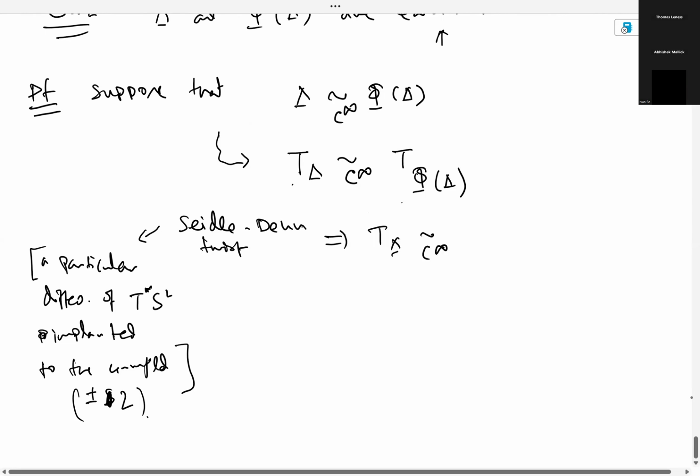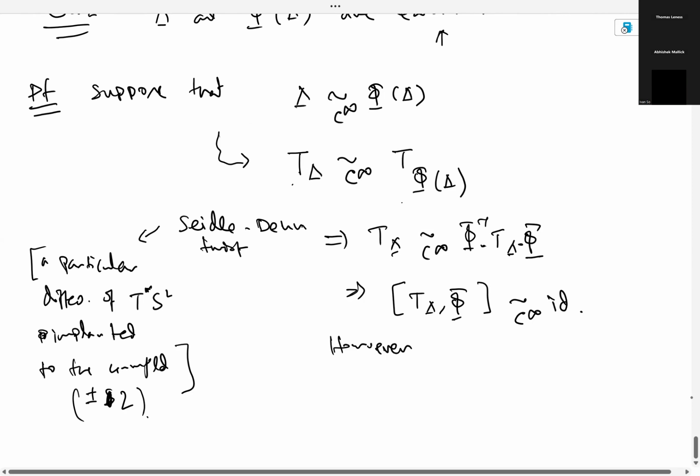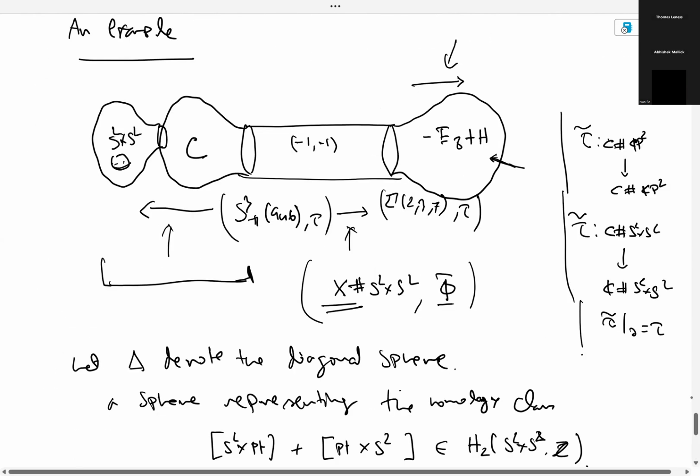Now, by construction, the Seidel-Dehn twist on phi of delta is phi inverse T delta phi, which in turn implies that the commutator of T delta and phi is C-infinity isotopic to the identity. However, by construction, phi reverses the orientation of H plus here, because phi in fact comes from the extension of tau on the right-hand side, which you use in the beginning, if you remember the third method of producing corks. You can assume that by post-composing it will preserve the orientation of H plus on the right-hand side.